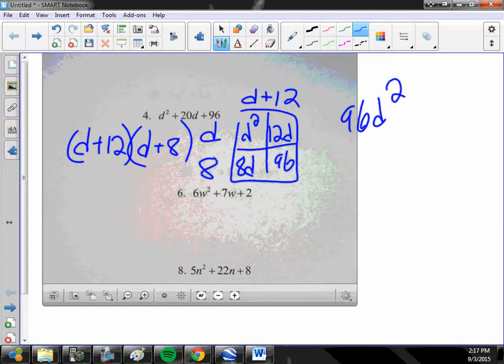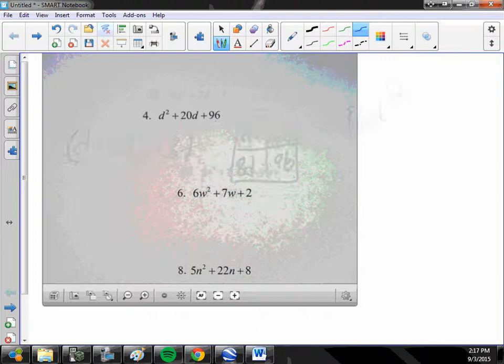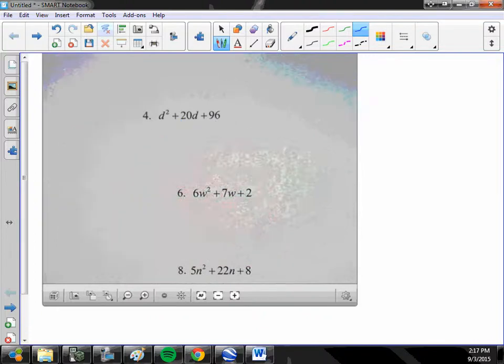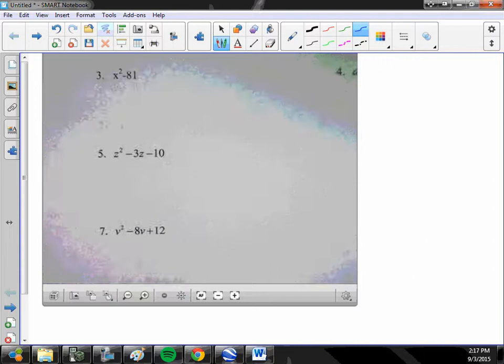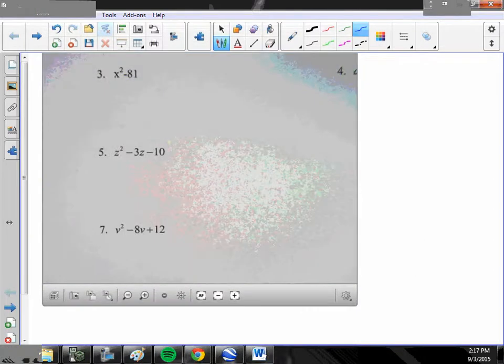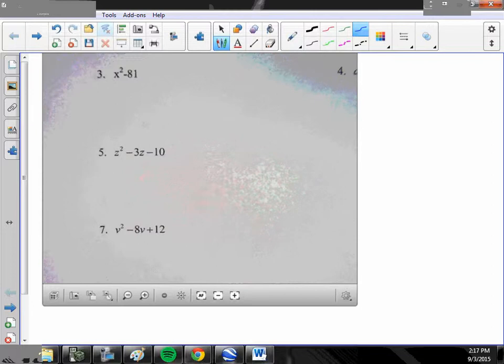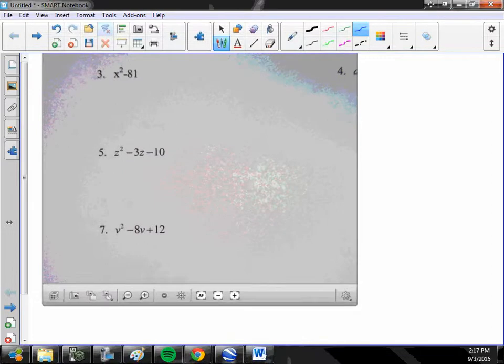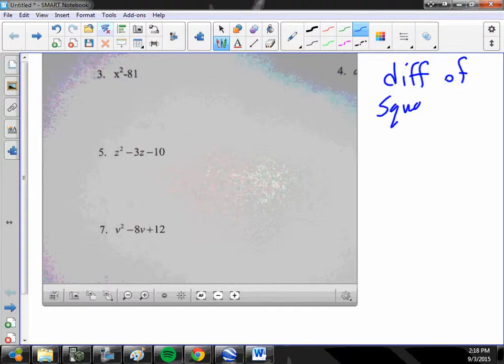Okay? And then let's review one that I don't think has come up yet this year, but it's actually really common, and it's by far the easiest. Number 3. Can we factor anything out of number 3? No. Does it factor? Yes, because it's something we call a difference of squares.